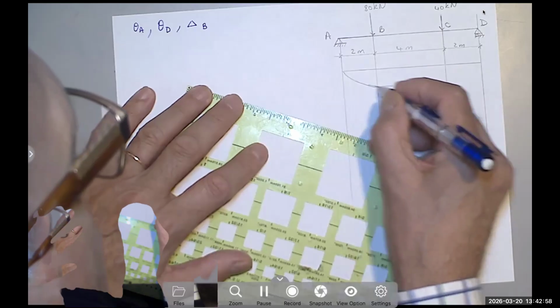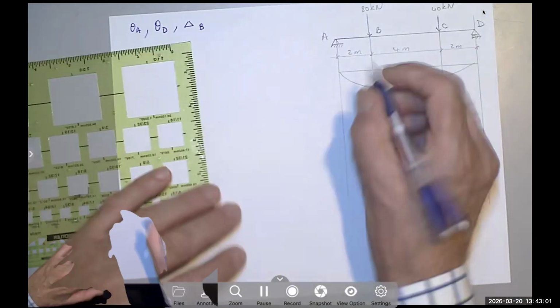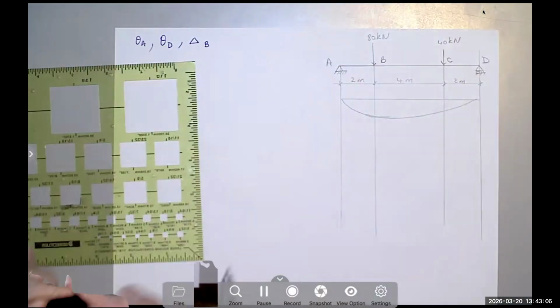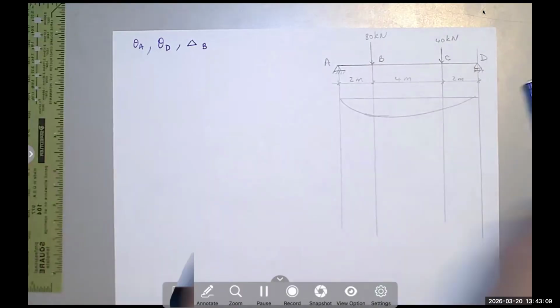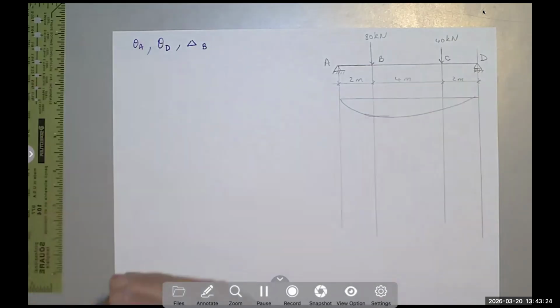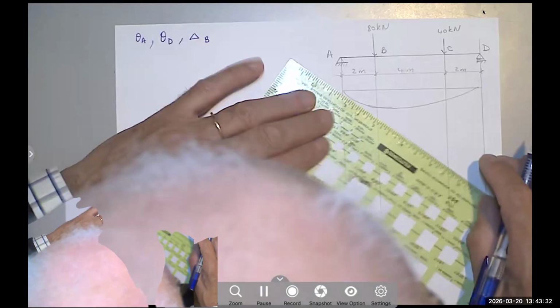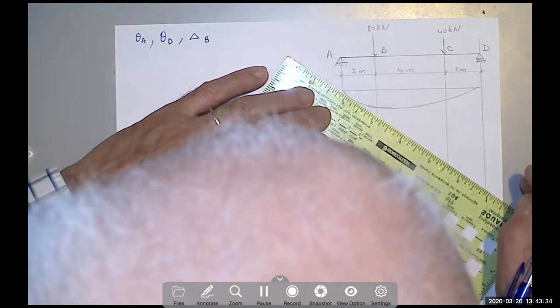Something like that. Okay. Of course, these forces will make it deflect like that. I still have a problem. I don't know the slope at any point on this beam, right? So how do we solve to find the slopes and the deflection?